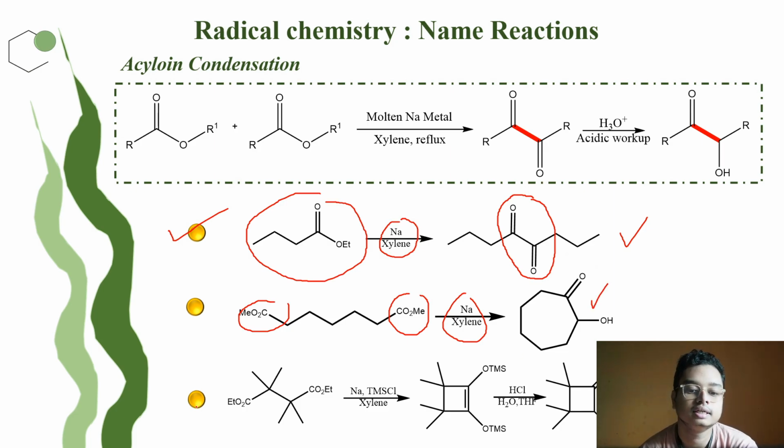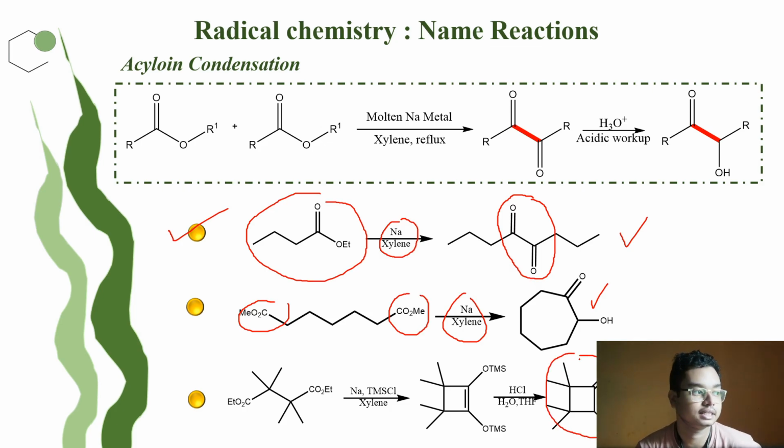Similarly, it has been found that it might prepare a four-membered ring also. We know that a four-membered ring is highly strained, but still, if there is a possibility, it will form this type of four-membered structure also.